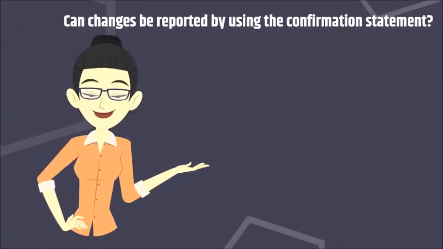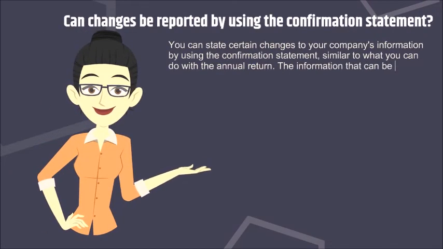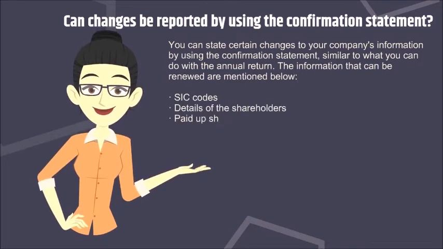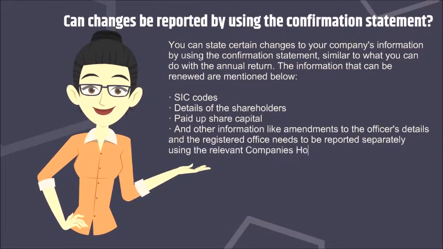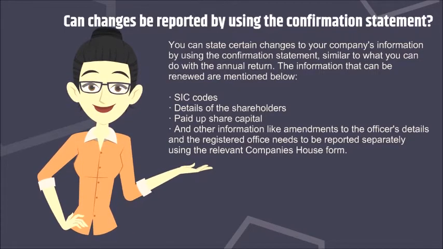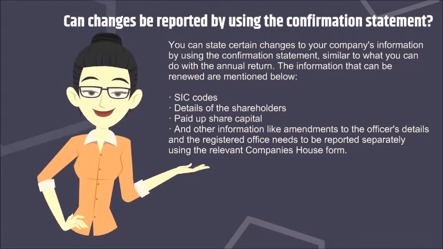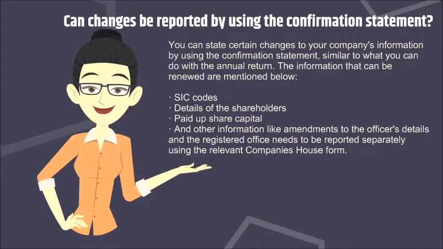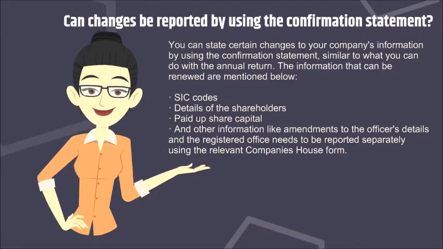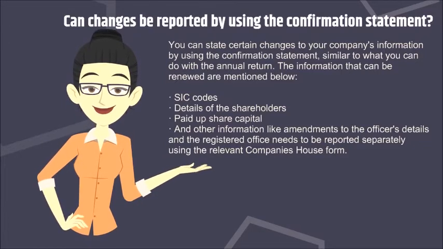Can changes be reported by using the confirmation statement? You can state certain changes to your company's information by using the confirmation statement, similar to what you can do with the annual return. The information that can be renewed are mentioned below. SIC codes. Details of the shareholders. Paid-up share capital. Other information like amendments to the officer's details and the registered office needs to be reported separately using the relevant Companies House form.